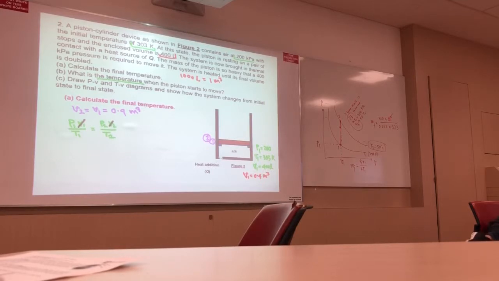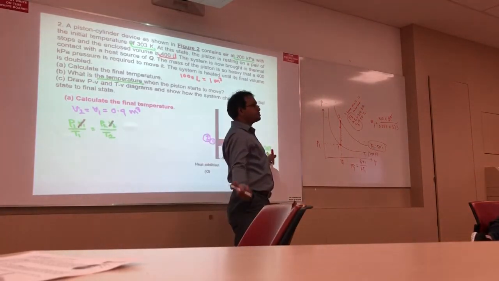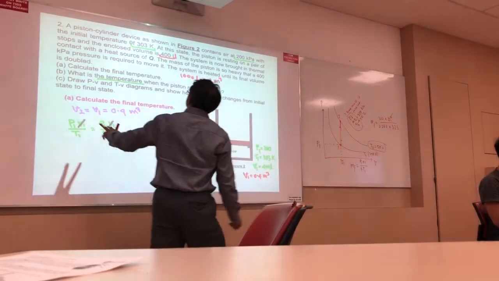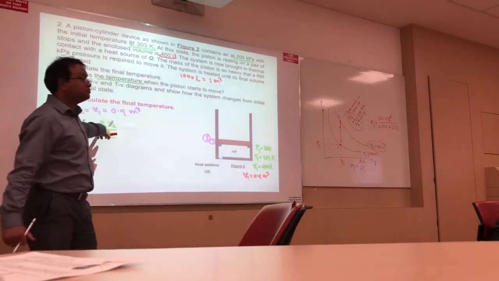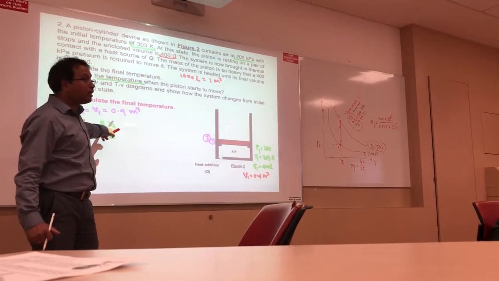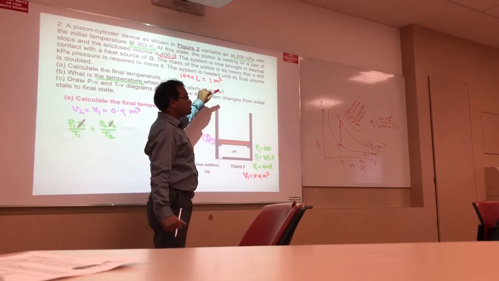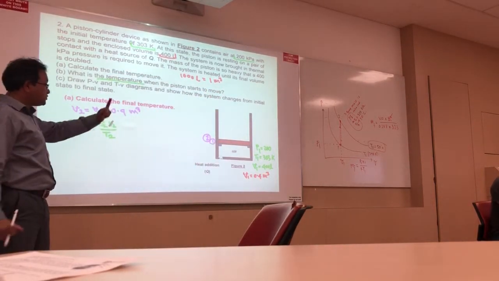Okay. So what is the value of T1? Any idea? T1 is 303 Kelvin. What is P1? It is given, 200 kilopascal. So what is P2? 400. Yes. When the pressure becomes 400, then it moves. Before that, it never moves. So that's why P2 is 400.